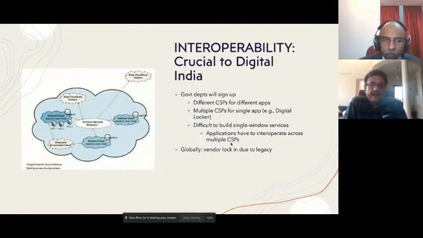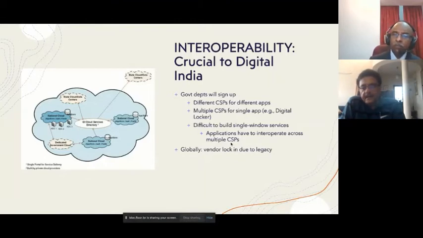So as an example, we'll take a look at something like Digital India. As we know, the government is making a huge push towards digitizing e-governance and so on. And they have empaneled a number of different cloud service providers. Obviously, they cannot empanel only one cloud service provider, which would be a monopoly supplier to the government.